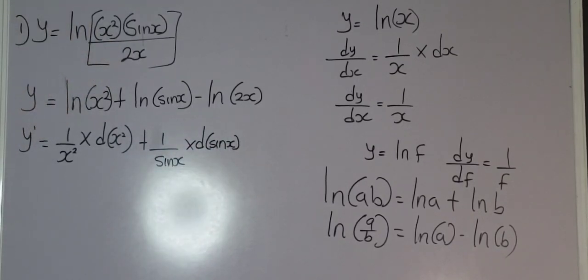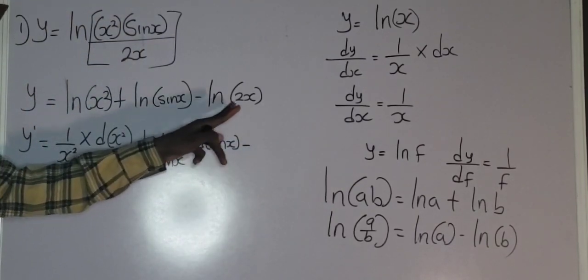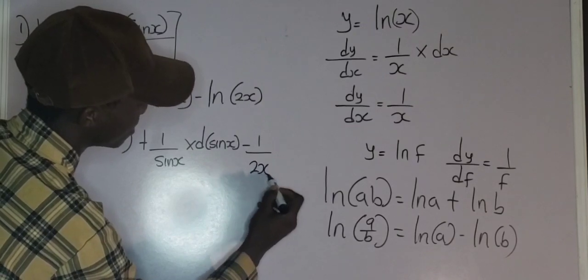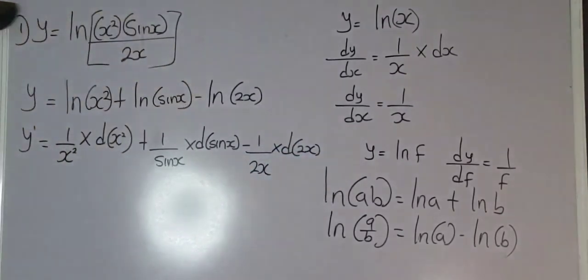Do you understand? So minus, I'm going to take the inverse of 2x, 1 over 2x multiplied by the derivative of 2x. Please, do you understand to this point? If you didn't understand, kindly reverse the video and then watch it again. Are you getting it? Watch the explanation again.